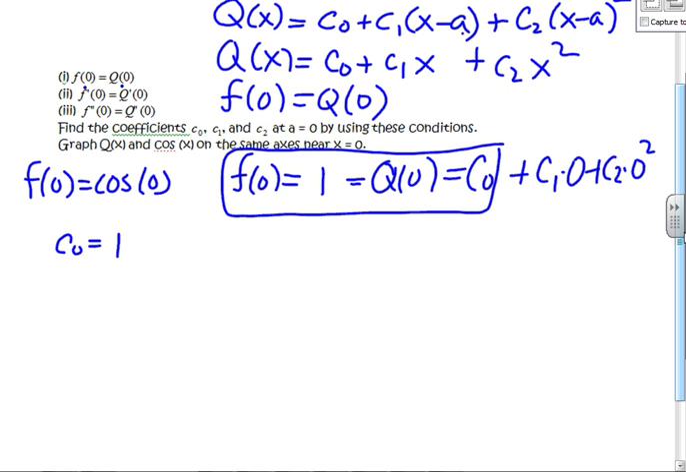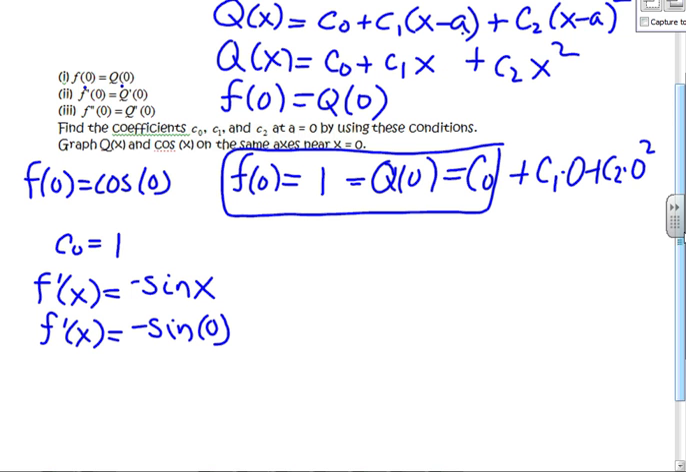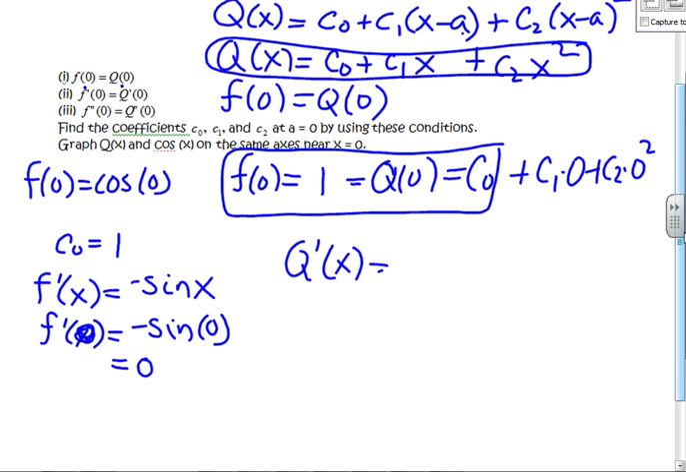Okay? Now, I know f prime of 0 equals q prime of 0. So f prime of x is equal to negative sine of x. So f prime of 0 is equal to negative sine of 0, which we said was, whoopsie, I meant 0 here, was 0. Okay, what is q prime of x then? Here's the whole heart of it. What is the derivative of this polynomial? We're going to use this form right now, because eventually you're going to make it n terms. C0 is what? What's the derivative of that constant? 0. So it's going to be C1 plus, what's next?